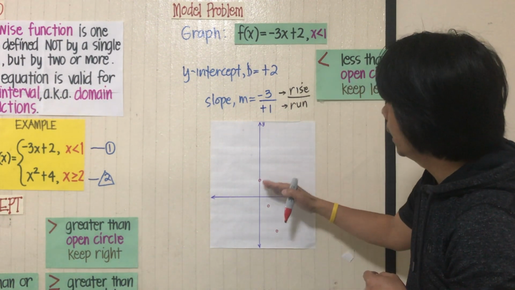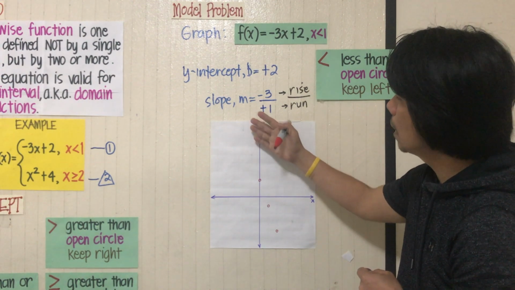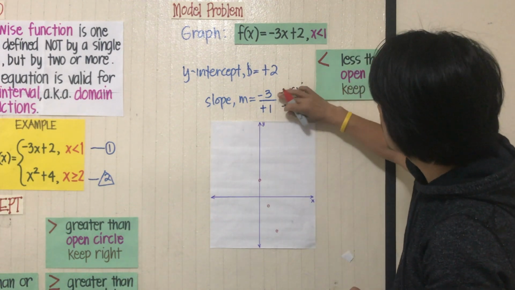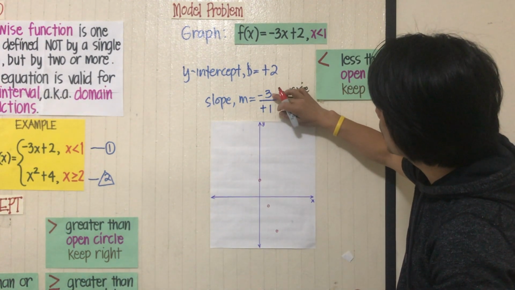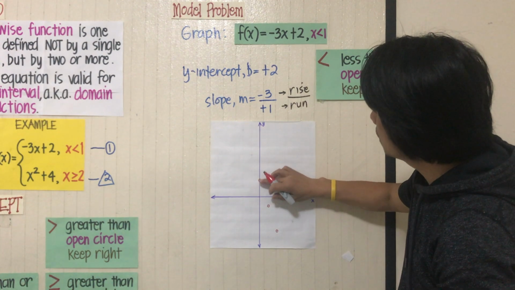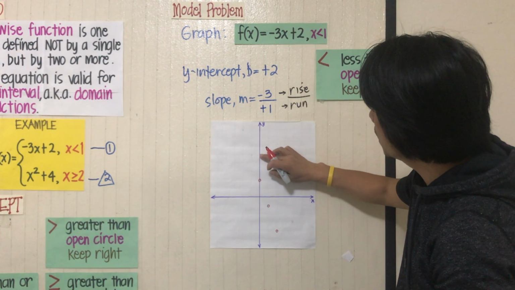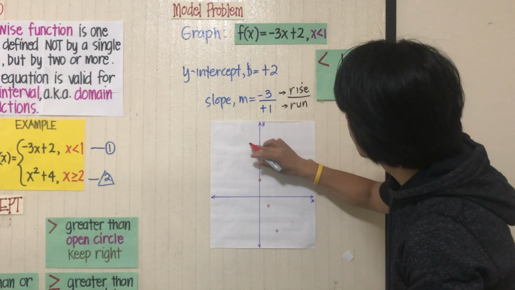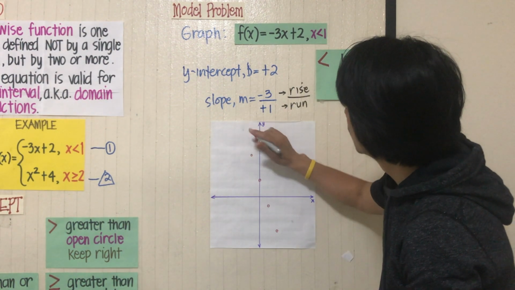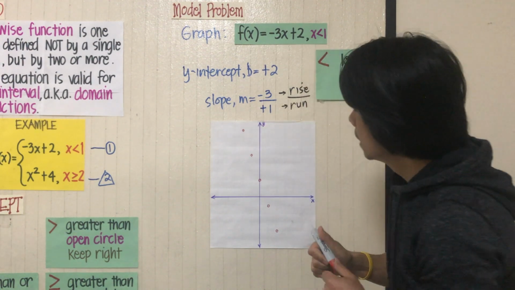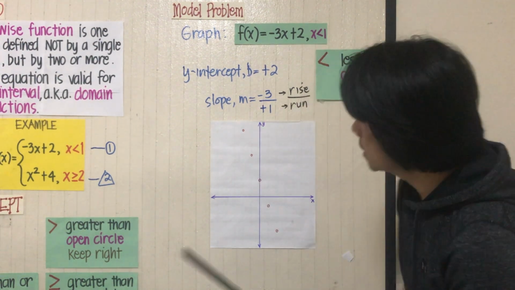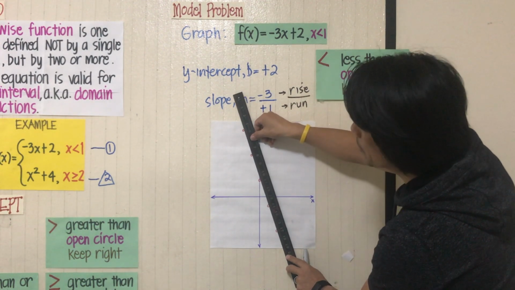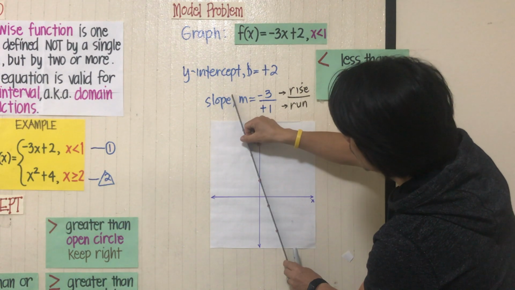And of course, if you want points on the upper part of the grid, you need to reverse the sign. So instead of going down 3, you go up 3 from the y-intercept, 1, 2, 3, 1 to the left. Again, an open circle, going up 1, 2, 3, 1 to the left. Now, imagine if I'm going to connect all these open circles, or the points, we are going to create a line.